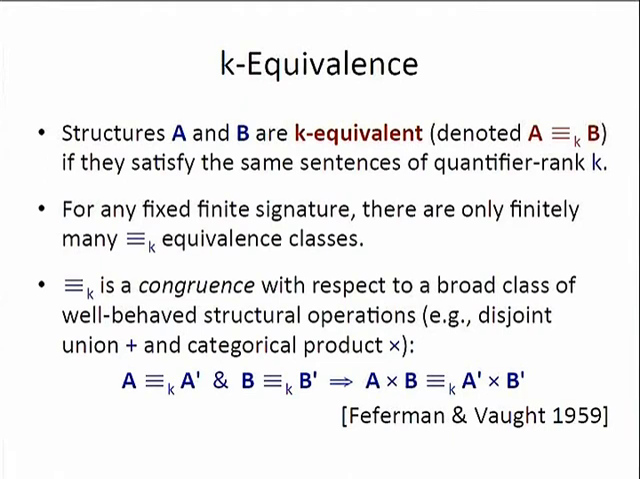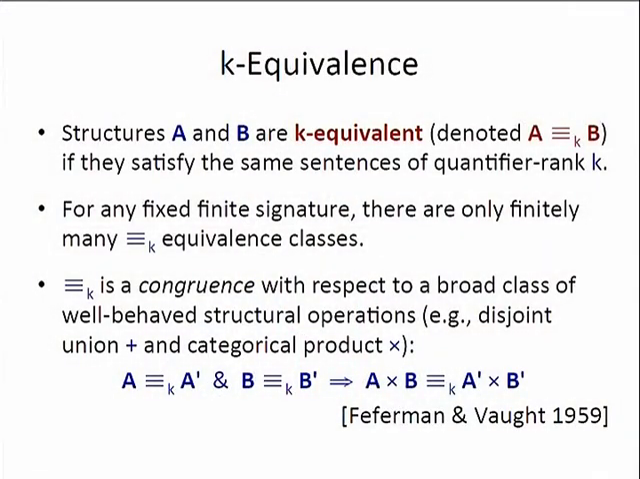So there's a notion of k-equivalence of two structures. We'll say structures A and B are k-equivalent if they satisfy the same sentences of quantifier rank k. We denote by this equiv sub k, this is the notation for k-equivalence. One key property of this notion of k-equivalence is that for any fixed finite signature, there are only finitely many k-equivalence classes. And another nice property of k-equivalence is that it's a congruence with respect to a broad class of well-behaved structural operations, for instance, disjoint union or categorical product of two structures.